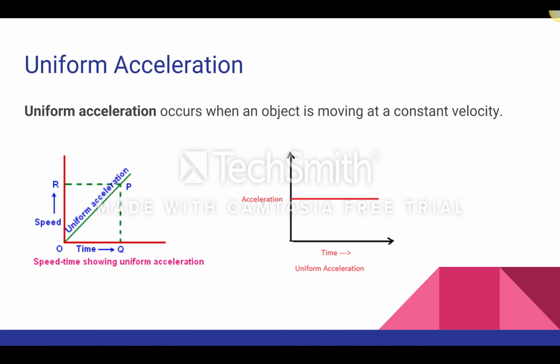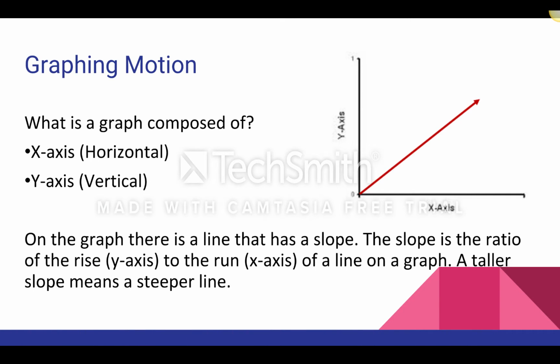Hi, my name is Toyin, and I will be going over graphing motion. What is a graph composed of? A graph is composed of an x-axis, which is the horizontal, and a y-axis, which is vertical. On the graph, there is a line that has a slope. The slope is the ratio of the rise, the y-axis, to the run, the x-axis, of a line on a graph. A taller slope means a steeper line.